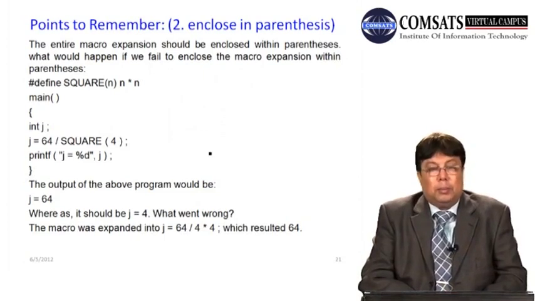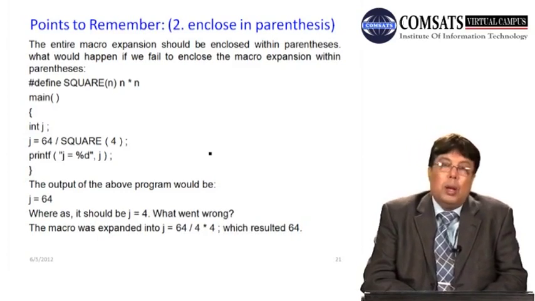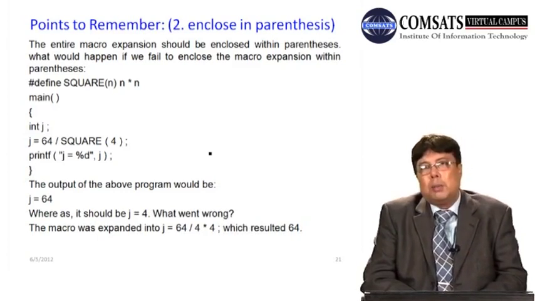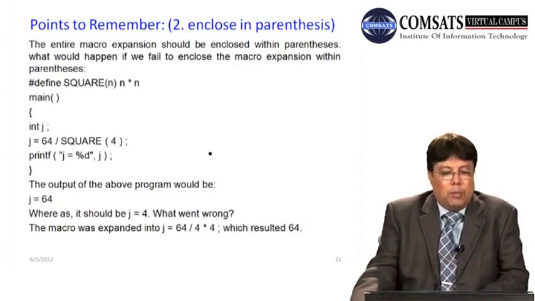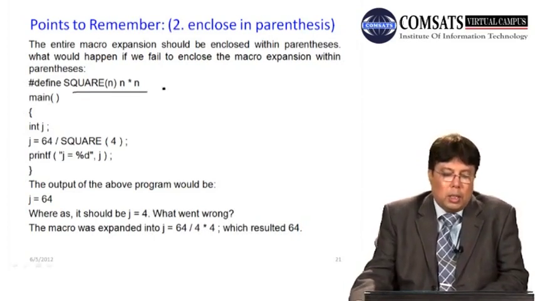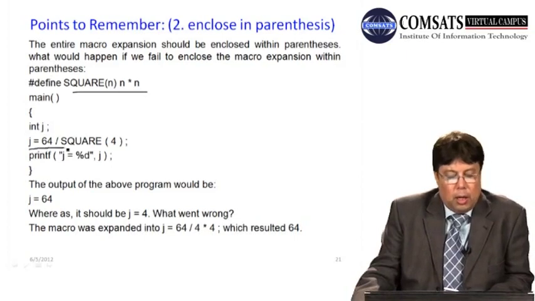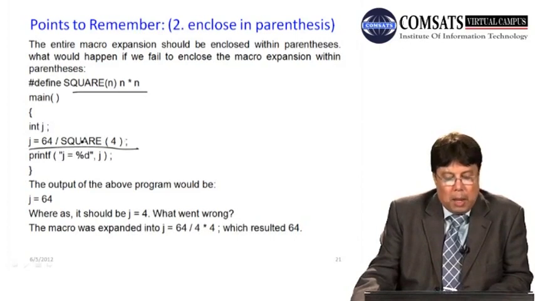Number 2, second point जो आपने याद रखना है, enclose in parentheses. The entire macro expansion should be enclosed within parentheses. वो क्यों? Because you don't know where it's going to be expanded. अब in this particular example, we have defined square of n is equal to n multiplied by n. In normal cases it should work, but if we use it in an arithmetic expression, how will it translate? Square of 4 should be 4 multiplied by 4.